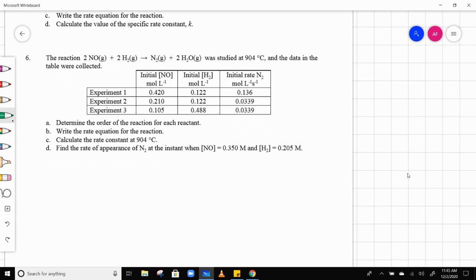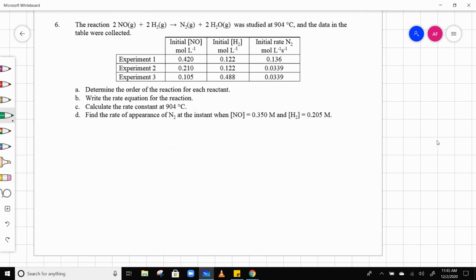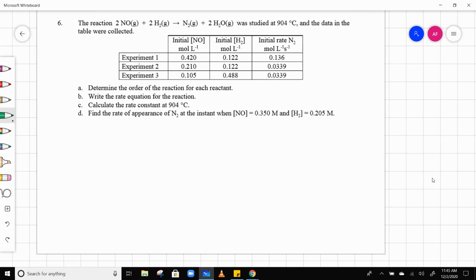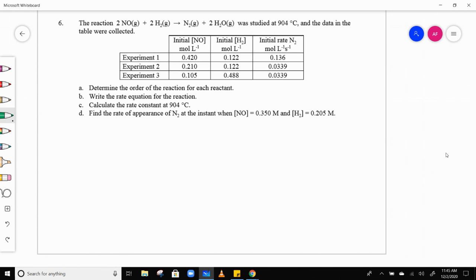Let's try this one. Let's try number 6. This one looks like it'll probably be just as easy. Let's do this one anyway. Okay, so let's determine the overall order of this reaction, or the order of reaction for each reactant.